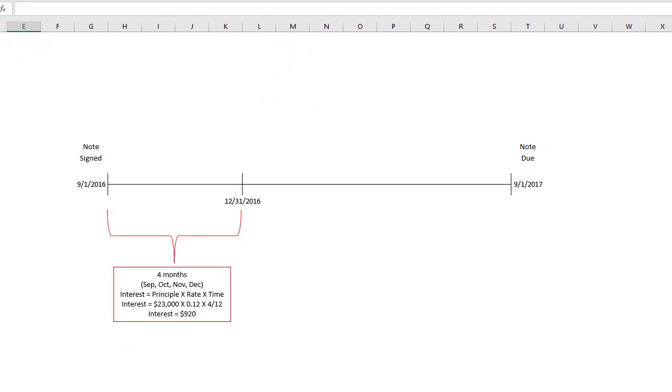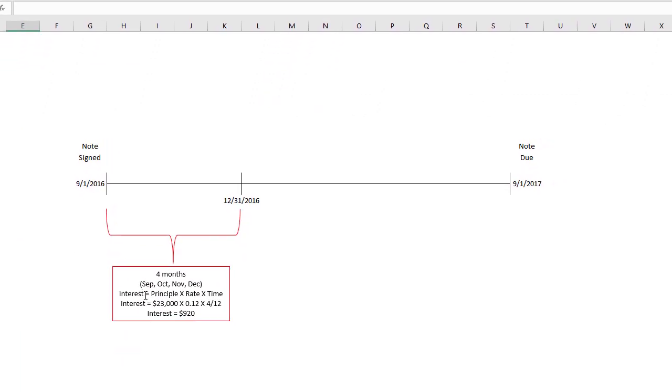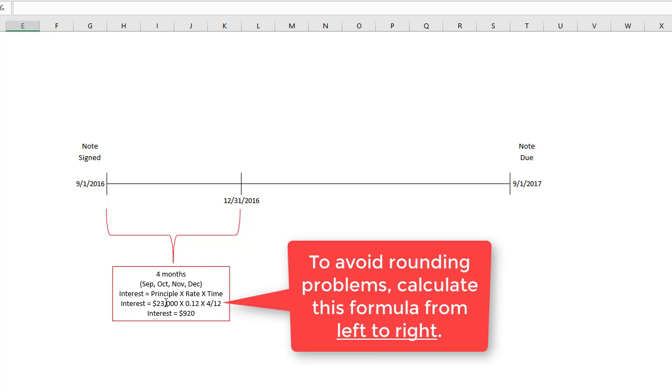So getting back to my timeline, we've got interest equals principal times rate times time. So principal is 23,000 times 12%, which is the same as 0.12, and then time. So how many months have gone by? 4 months out of 12. Remember, we're recording a partial year, so 4 divided by 12. And that gives us an interest of $920. Now, this is important for rounding. You need to do this formula from left to right. In other words, 23,000 times 0.12 times 4 divided by 12.